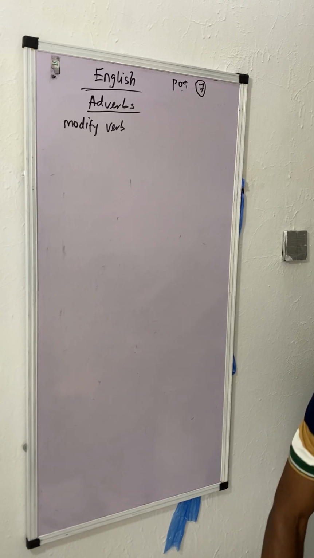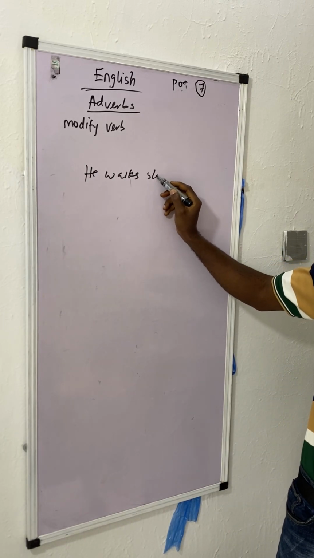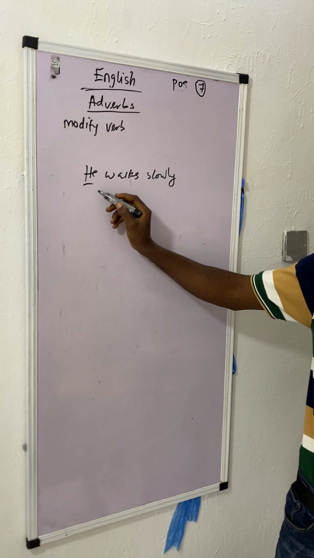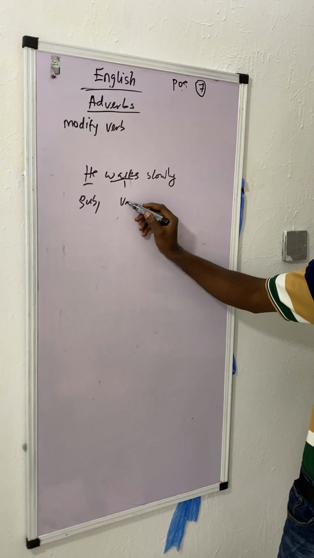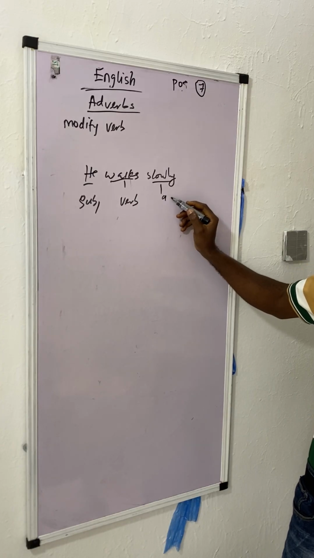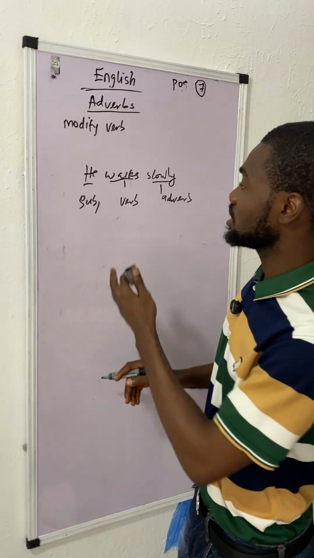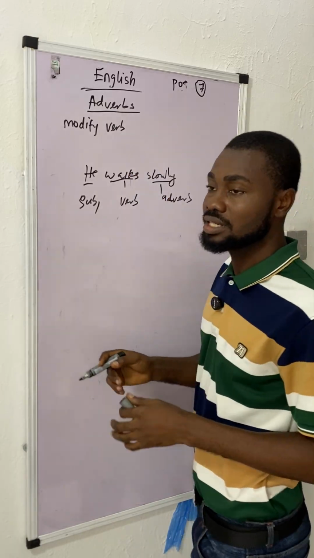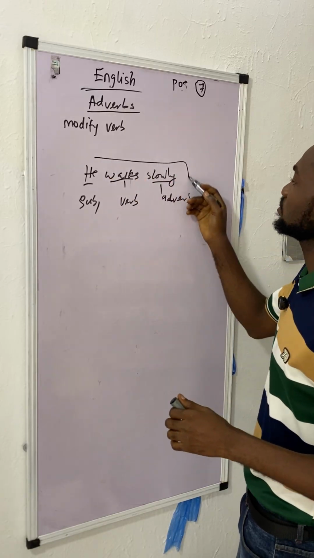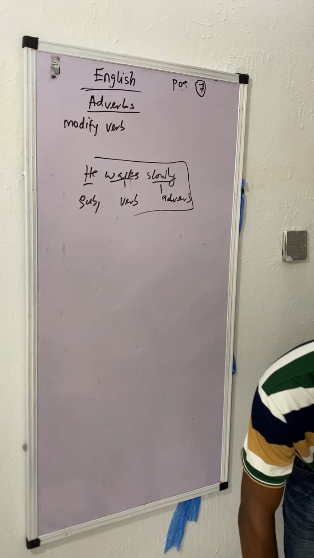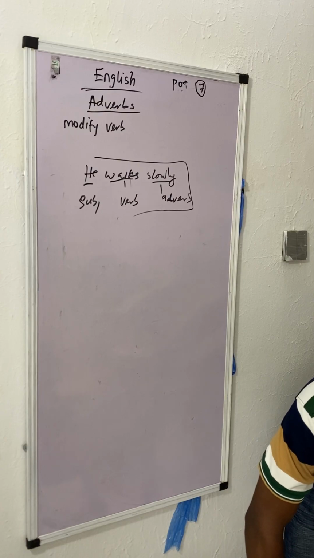So, for example, he walks slowly. What's the adverb here? He is the what? The subject, right? Walks is the what? Verb. Then slowly is the what? Adverb. All right. So what is he telling us? He's modifying this verb, telling us that his walk is slow. He walks slowly. That's adverb for you. Modifying the verb. Walks closely, hand in hand with the verb.